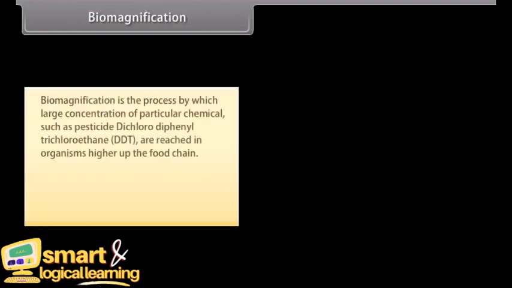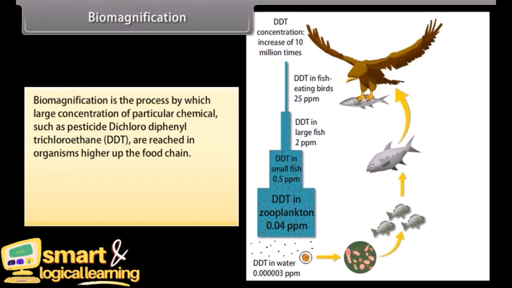Biomagnification. Biomagnification is the process by which large concentrations of a particular chemical, such as the pesticide dichloro-diphenyl trichloroethane, are reached in organisms higher up the food chain. For example, the concentration of DDT is increased at each trophic level as shown in the diagram.